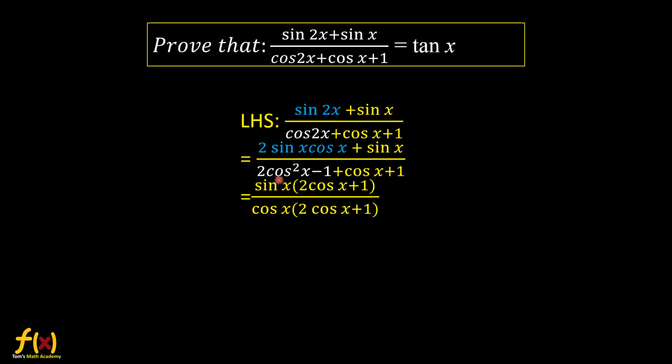Denominator, we have 2 cos square x plus cos x. Cos x is common. Our intention is to get something common in the numerator and denominator. We can simplify now, and we get sin x over cos x, which is tan x, and that is our right hand side.